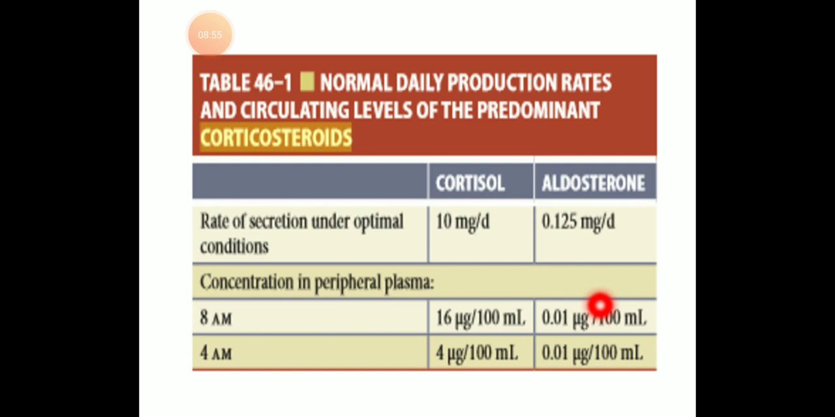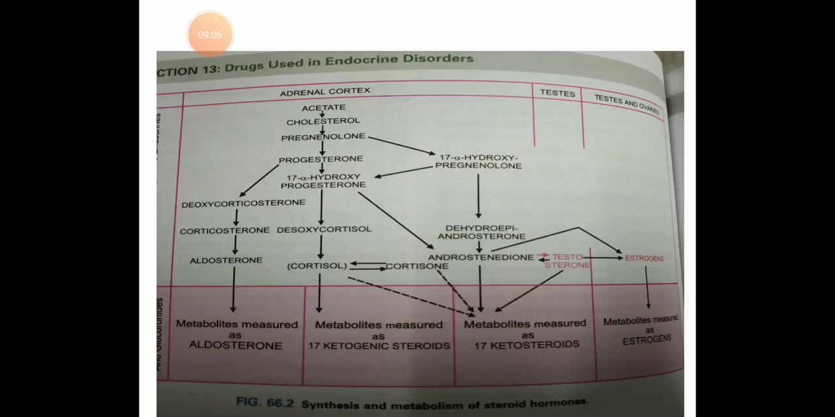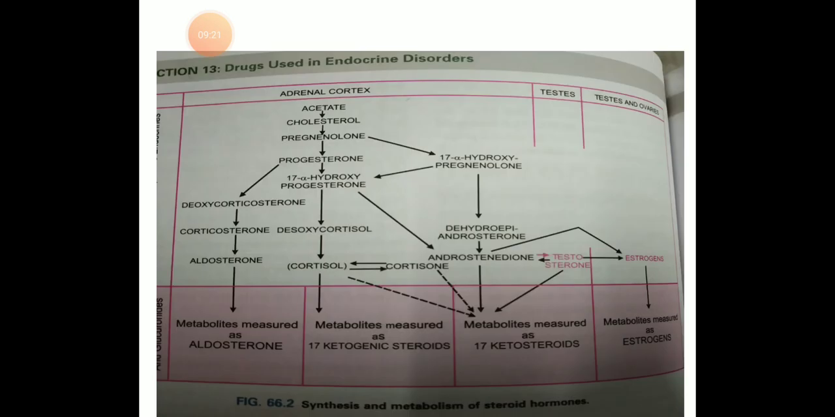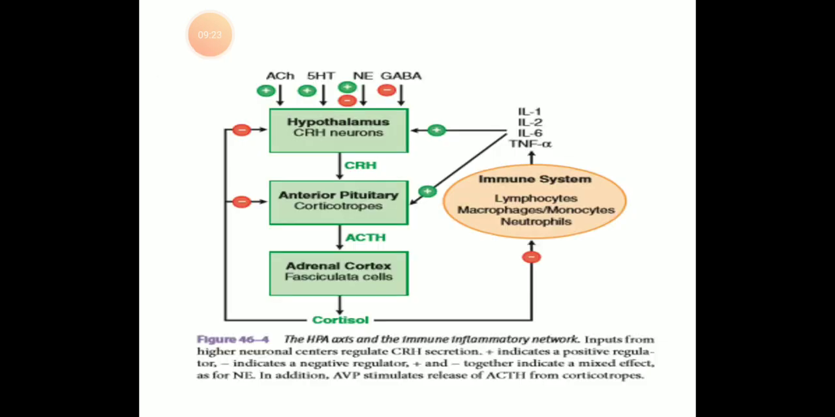In addition to this, CRH and arginine vasopressin, which promote the release of ACTH from the corticotropes, play an important role in the full magnitude of the stress response. Now, what are the pharmacological roles of ACTH? On the adrenal cortex, it stimulates the adrenal cortex to synthesize and secrete cortisol, corticosterone and weak androgens.